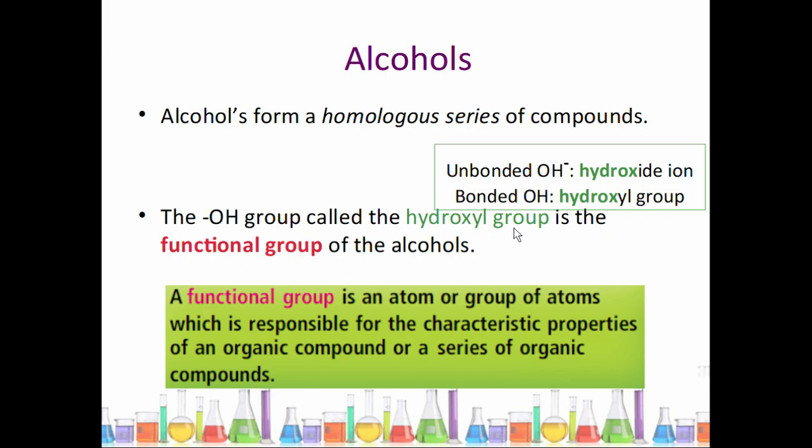This is called a hydroxyl group. I have a little box here to help you to remember that. The hydroxide ion is OH minus. When it's bonded to an organic compound, it's called a hydroxyl group, and that hydroxyl group is known as a functional group. A functional group is an atom or group of atoms which is responsible for the characteristic properties of an organic compound or a series of organic compounds. So it's this hydroxyl group, the OH, that gives alcohols their characteristic properties that we'll see a little later on.